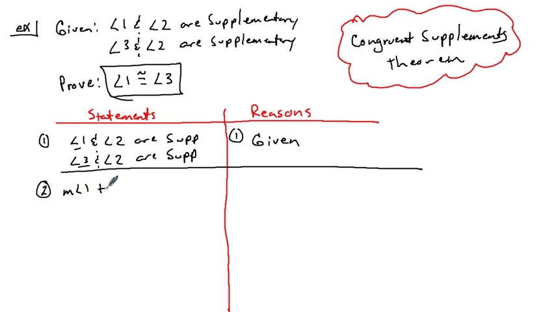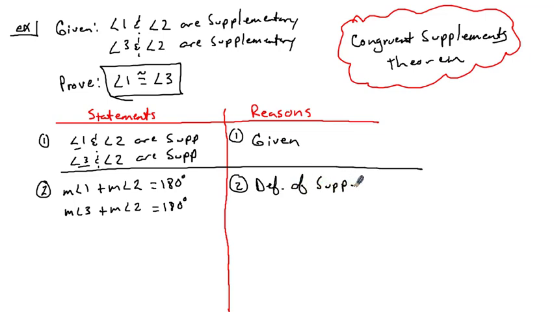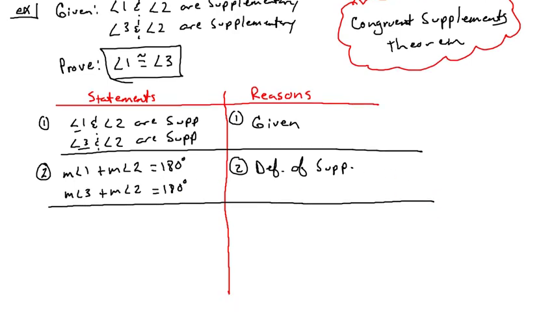We say the measure of angle 1 plus the measure of angle 2 equals 180 degrees. And also the measure of angle 3 plus the measure of angle 2 equals 180 degrees, right? And we can say that because way back in our notes, and I mean way back, we learned the definition of supplementary. The definition of supplementary says if two angles are supplementary, then their measures add up to 180 degrees. Remember when I told you way back you need to memorize all these definitions? This is what you're memorizing them for.